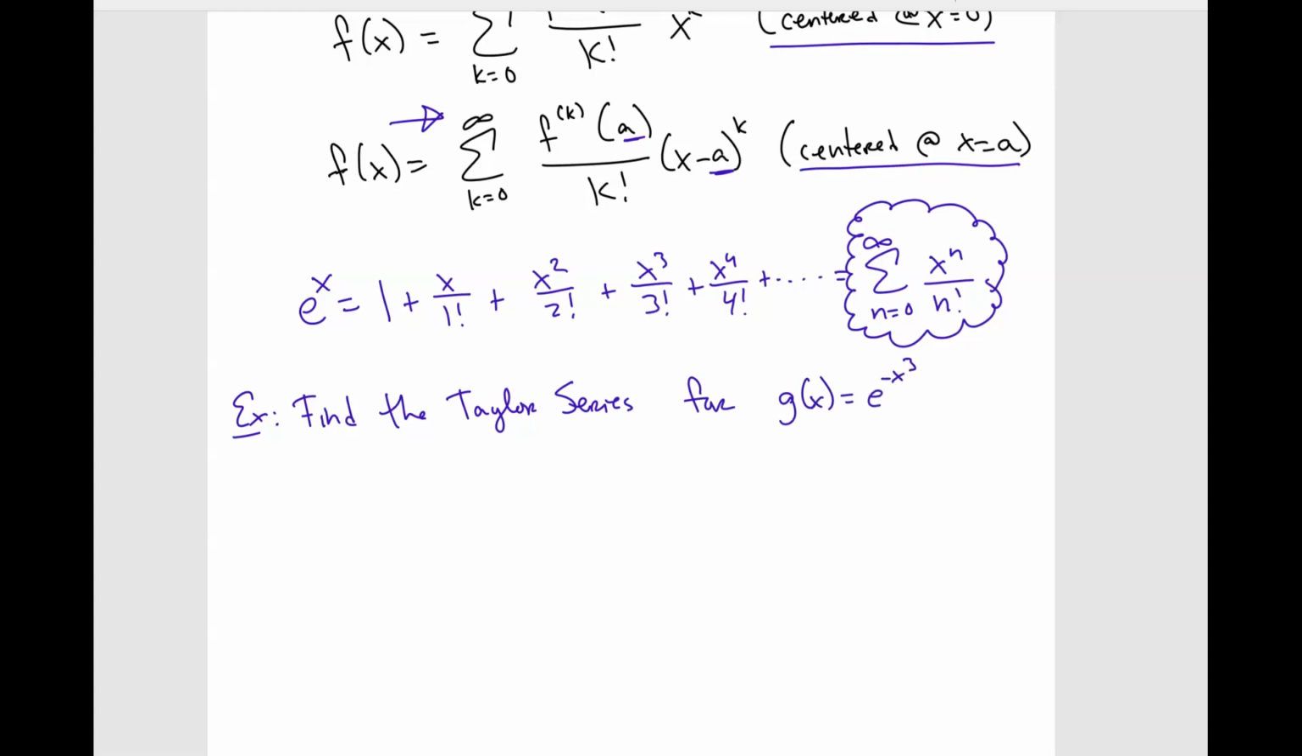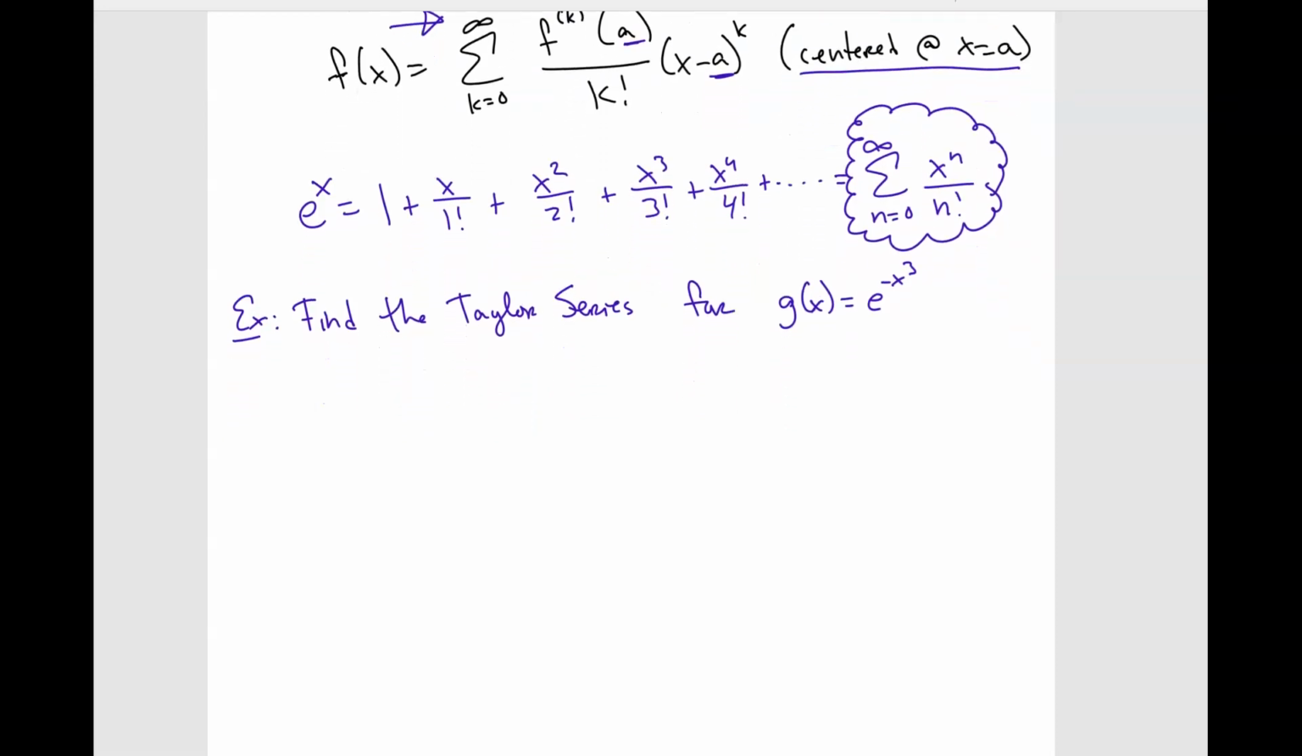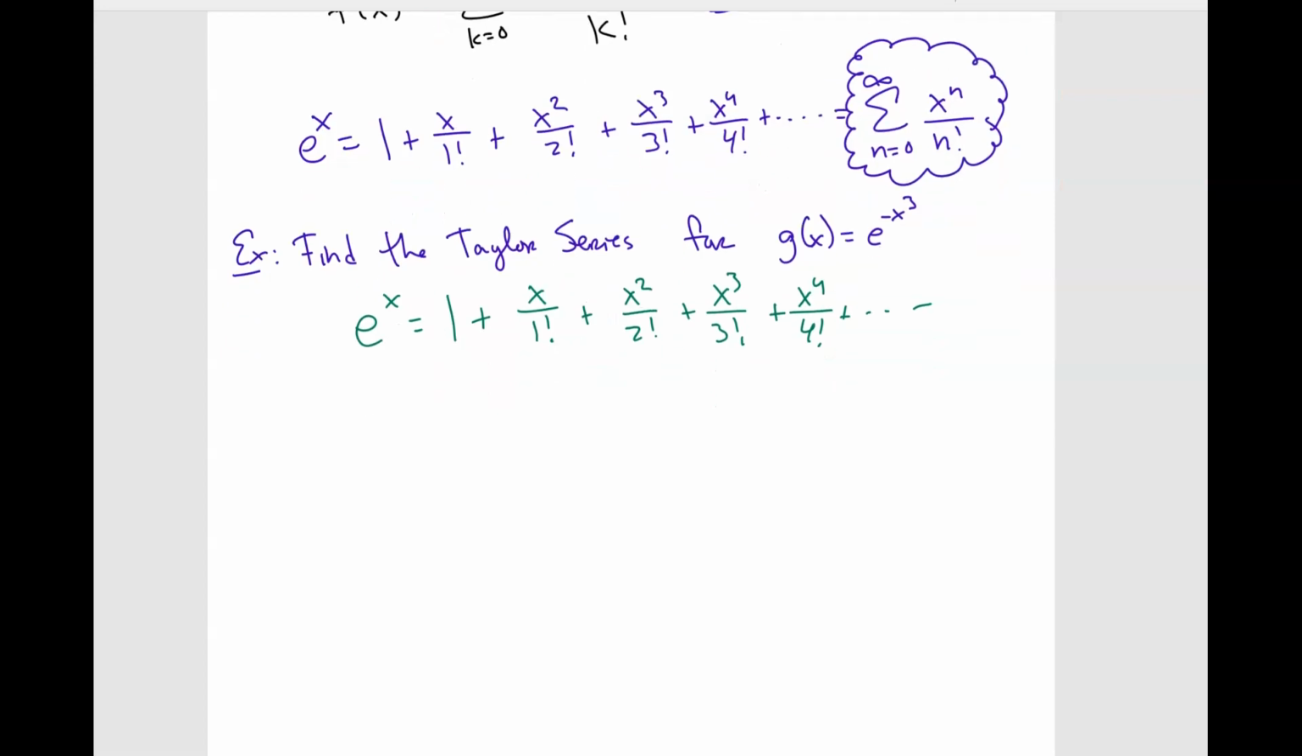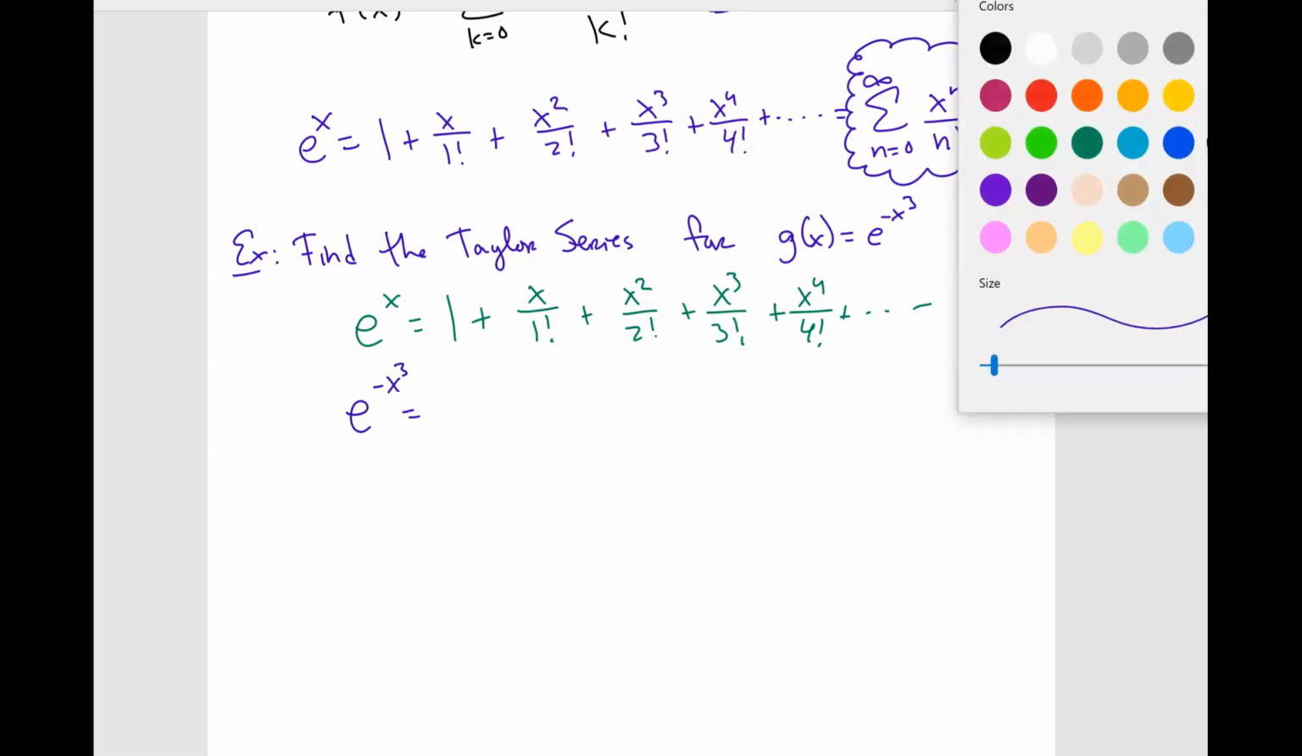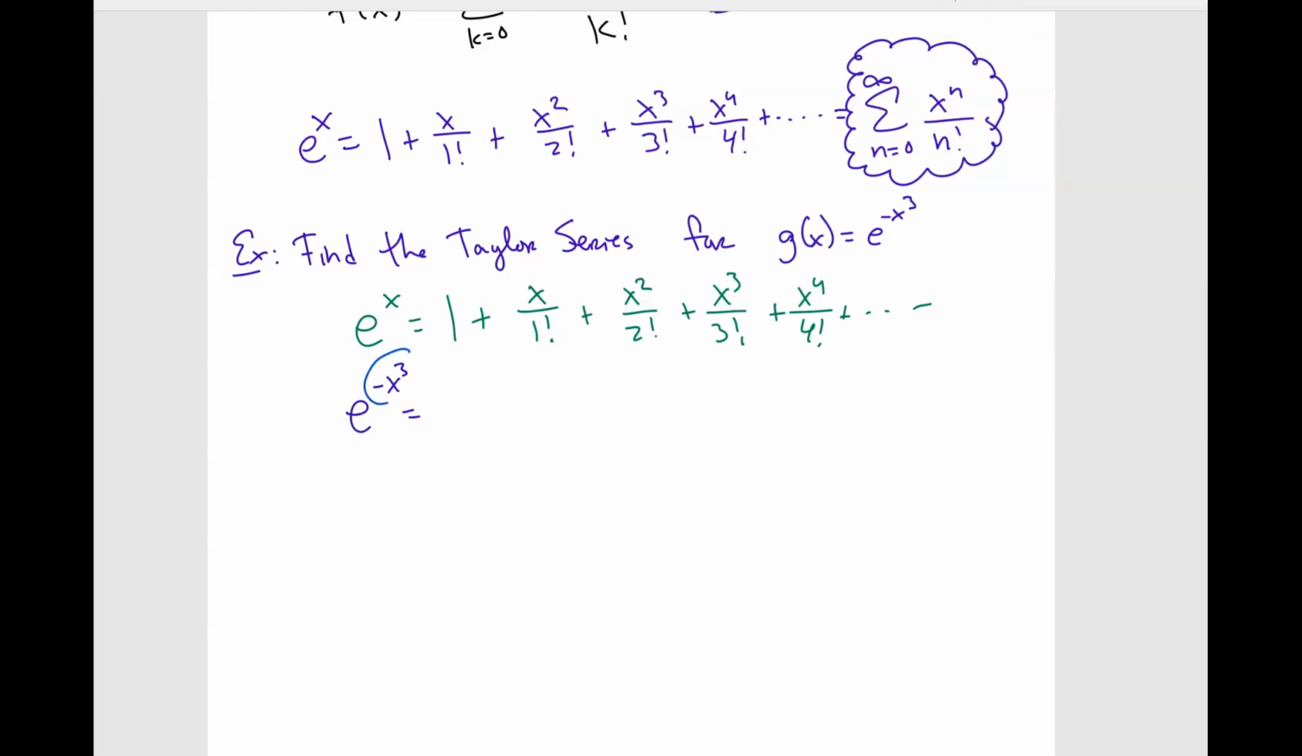Okay, well, this one is not as bad because we know what the Taylor series of e to the x is. It's just what I just wrote down: 1 plus x over 1 factorial plus x squared over 2 factorial plus x cubed over 3 factorial plus x to the 4th over 4 factorial, and I just keep going. So if I wanted to figure out e to the negative x cubed, all I have to do is plug this thing into the x's. That's all I have to do.